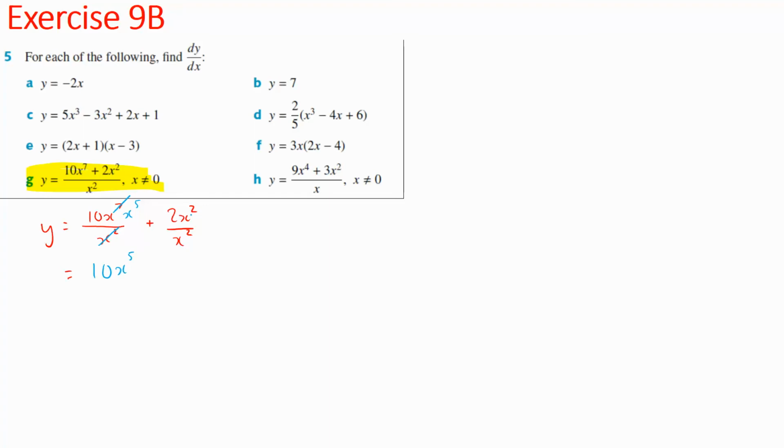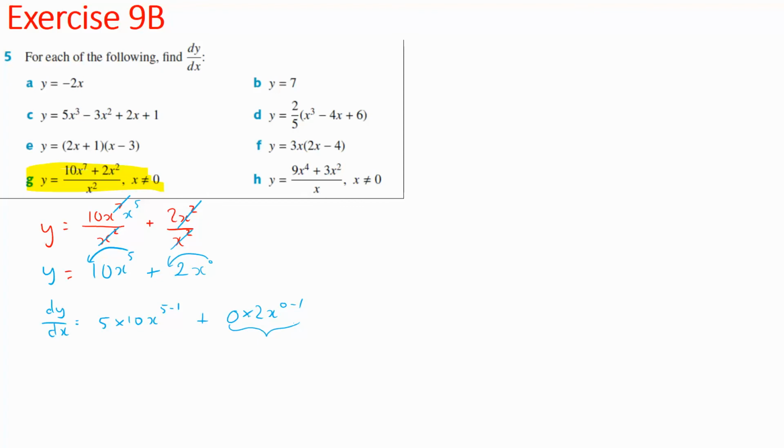This one, on the other hand, is x squared divided by x squared, which we know is 1. Okay? And so that now gives you plus 2. And voila! You're back to the simple problem. Again, you've got y equals this, so if I want you to find dy/dx, it is just bring the power down, 5 times 10, x to the power 5 minus 1, plus, same thing again. This is the same thing as writing x to the power 0. Bring down the 0, and then 0 times 2x to the power 0 minus 1.